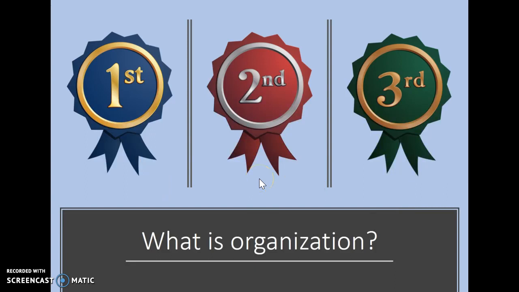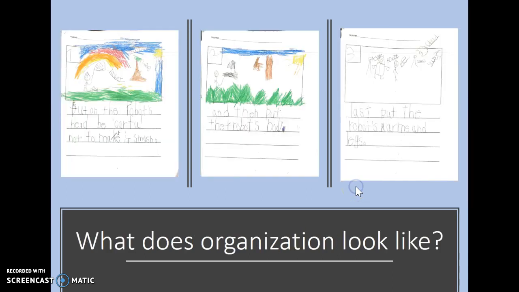When we talk about organizational writing, we talk about putting the first thing on the first page, second thing on the second page, and then we put the third thing on the third page, and so on. You may have more steps than that, a fourth step, a fifth step, but make sure that your steps go in order and that they make sense.